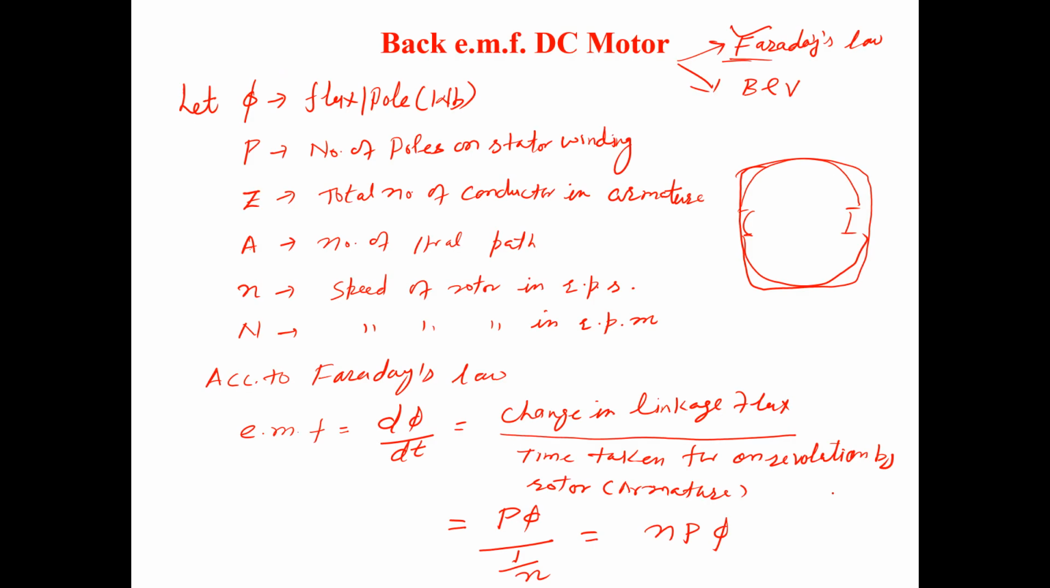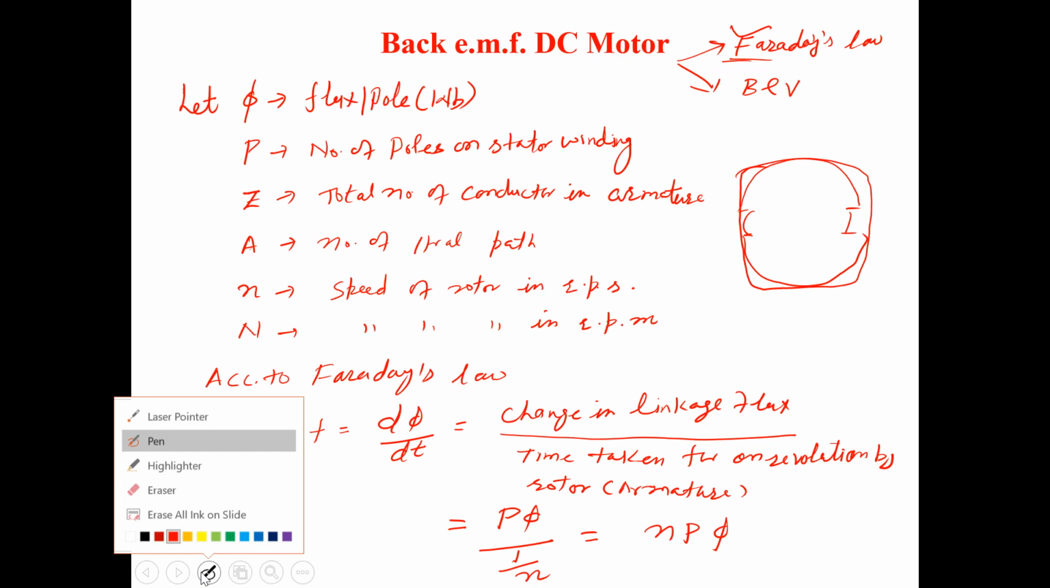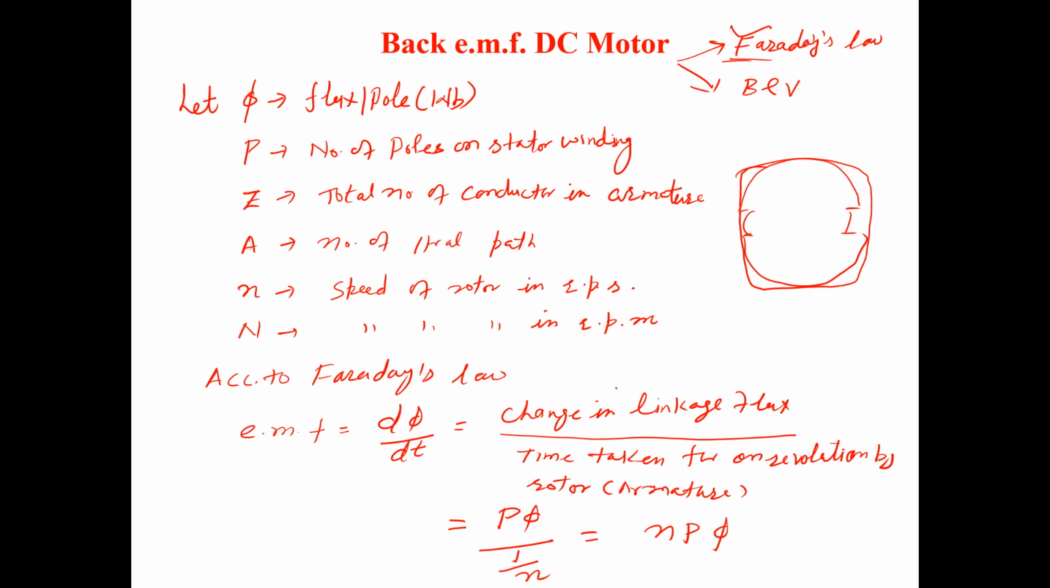Also we know that small n is revolutions per second. If we go to capital N, that is revolutions per minute, then 1 minute is equal to 60 seconds, so small n is equal to N by 60. Then this is equal to NP phi divided by 60, if we change the rotor revolution from revolutions per second to revolutions per minute.